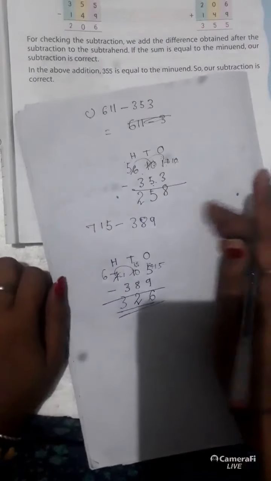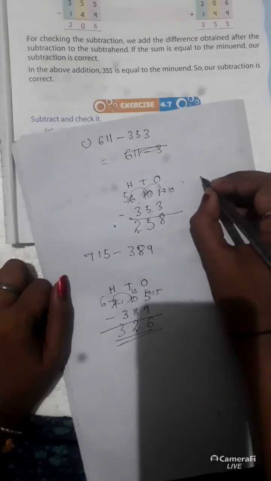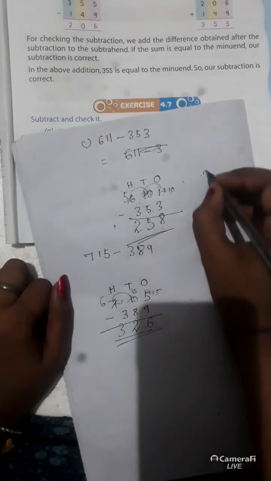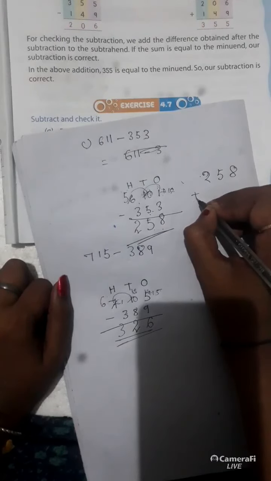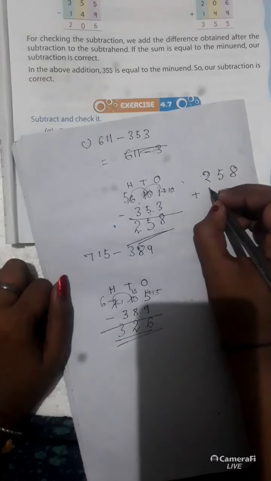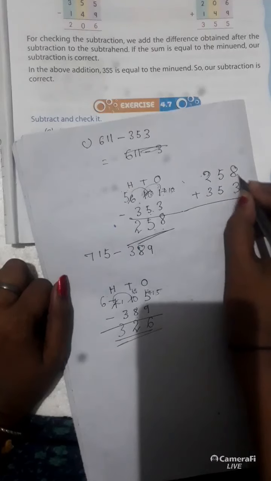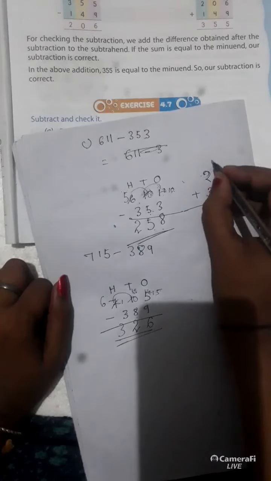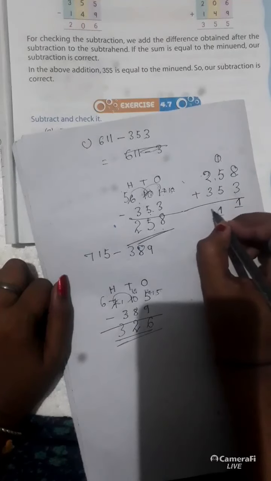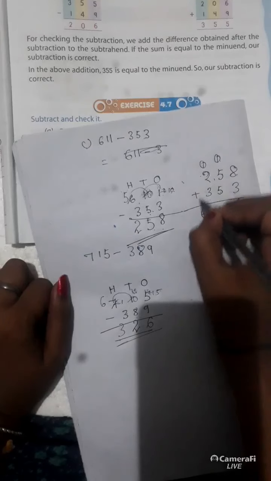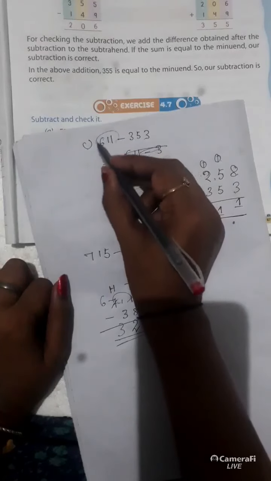Okay, I forgot to tell you that I need to check this. This subtraction we have done, now I have to check it. 258, the difference, plus 353. Let us see if 611 is coming or not. 8 plus 3 is 11, 1 and 1 carry over here. 5 plus 5 is 10 plus 1 is 11. 3 plus 2 is 5 plus 1 as it is carried, is 6. 611. You see, it is 611.